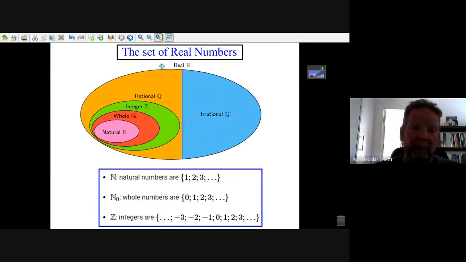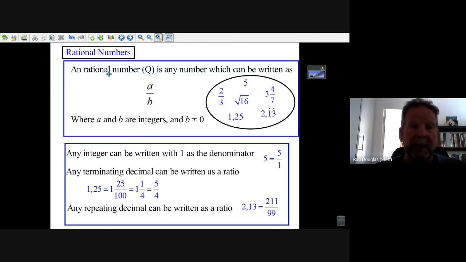So when you look at this Venn diagram, the natural numbers are part of the whole numbers, and the whole numbers are part of the integers. Well, all of those integers, whole and natural, are part of something called the rational numbers. And what are rational numbers? A rational number is any number which can be written as a fraction of integers, a ratio of integers, a over b. But b can't be 0. You're not allowed to divide by 0.